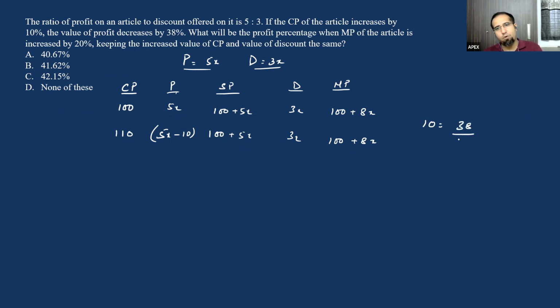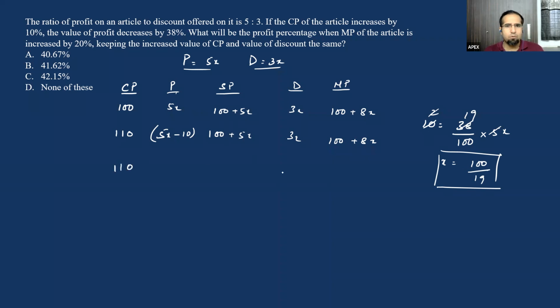So 38% of what? 38% of the old profit. So if I simplify this, 5 ones and 5 twos, 2 ones and 2 19s. So therefore, the value of x that you get is equal to 100 by 19. Fair enough, not a problem at all. Now the question says, what will be the profit percentage when the mark price of the article is increasing by 20%, keeping the increased value of CP 110, and the discount same. Discount is 3x.